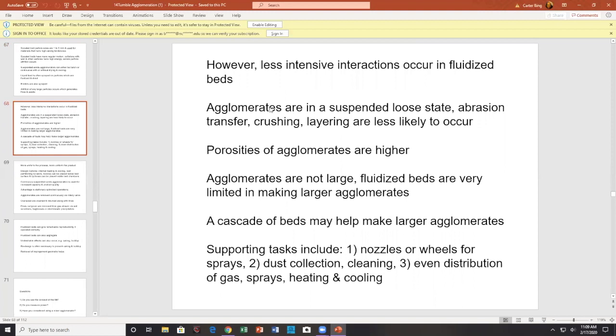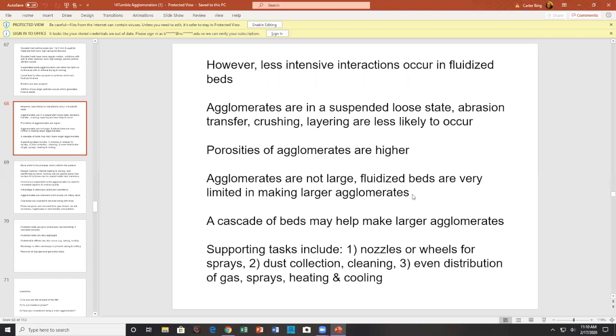Less intensive interactions occur in a fluidized bed. Agglomerates are in a suspended, loose state. Abrasion transfer occurs. Crushing and layering are less likely to occur. Porosities of agglomerates are higher, right? Agglomerates are not large. Fluidized beds are very limited in making large agglomerates.